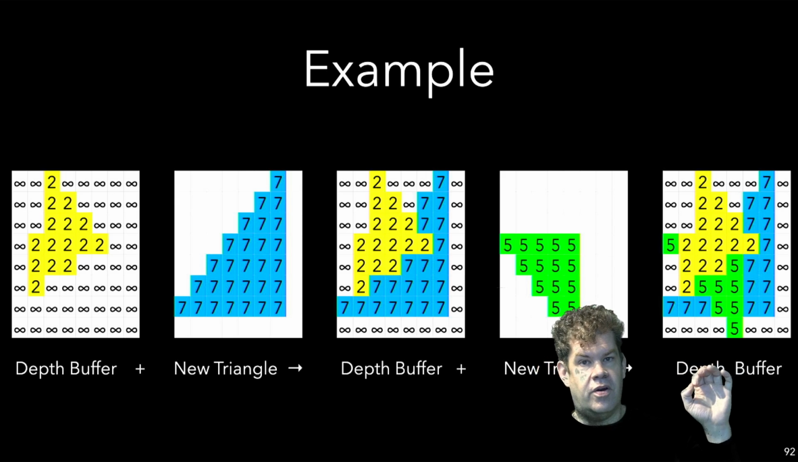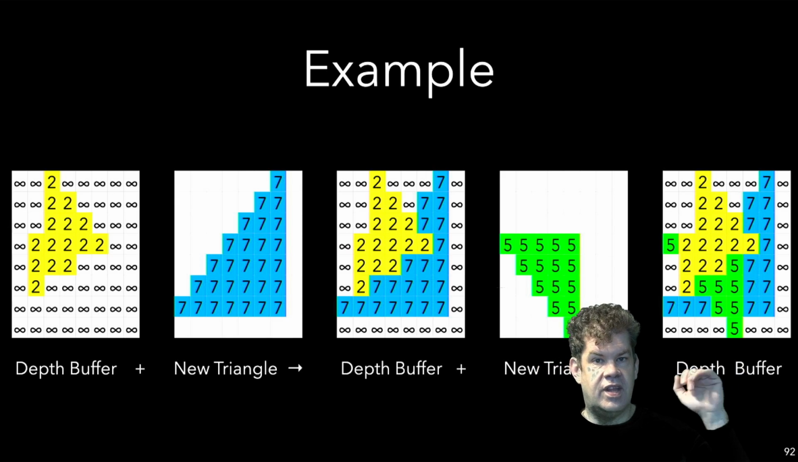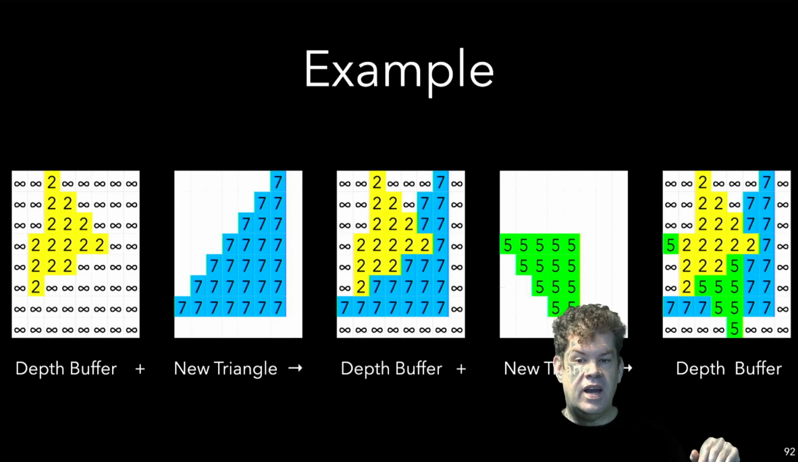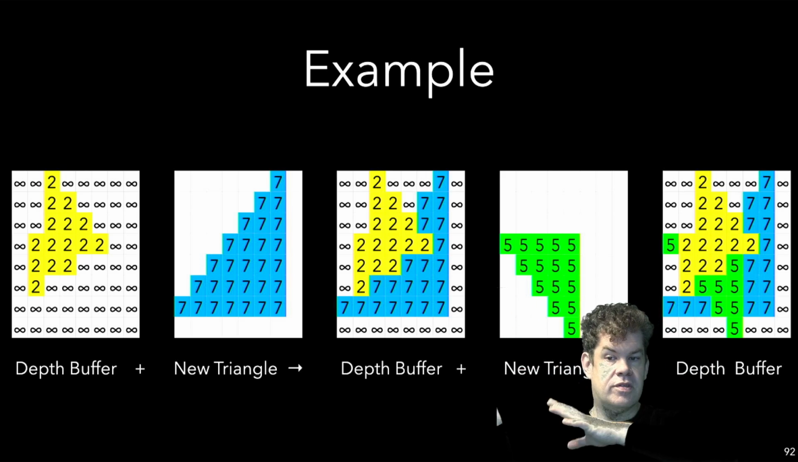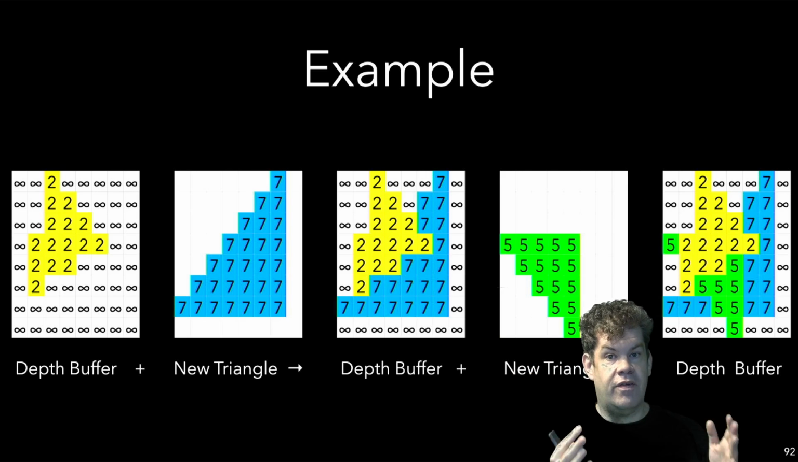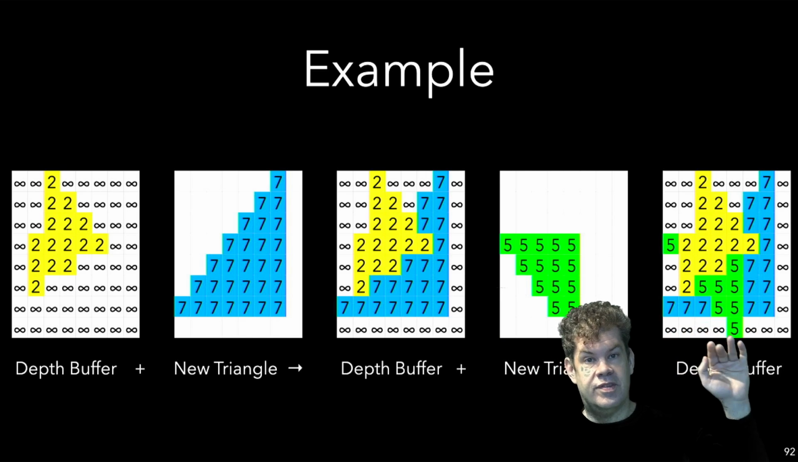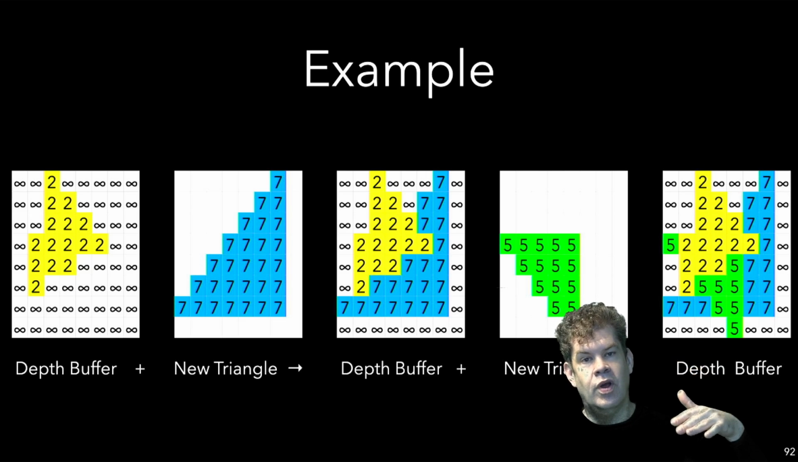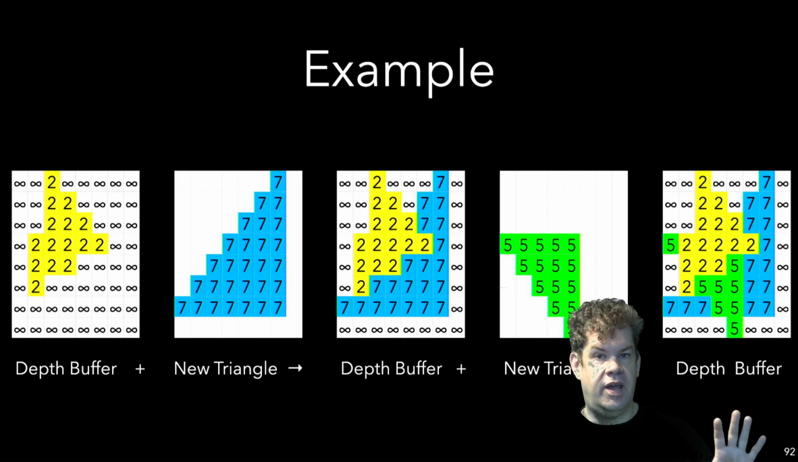And the cool thing about this whole z-test or depth test thing is that regardless of the order, so if I would just swap the order around, I would have first rendered this one here, and then the 7, and then the 2, or whatever order, I would always get the same result. Okay, and that's very important because we don't want to control the order of triangles.